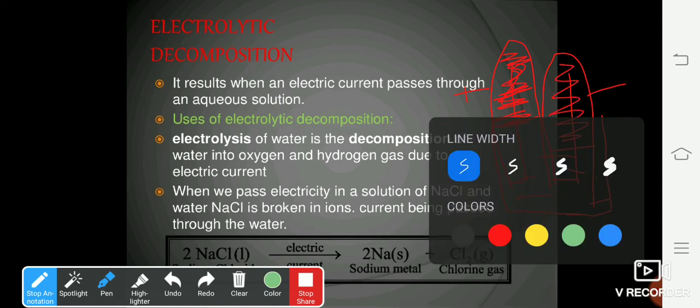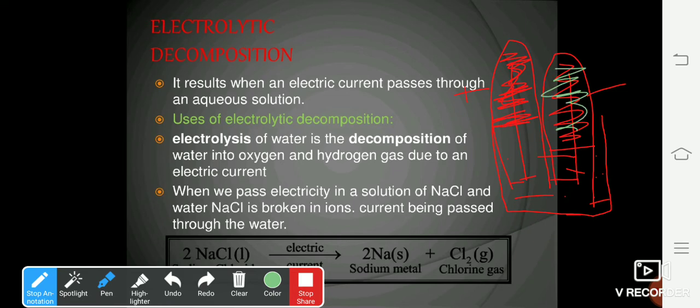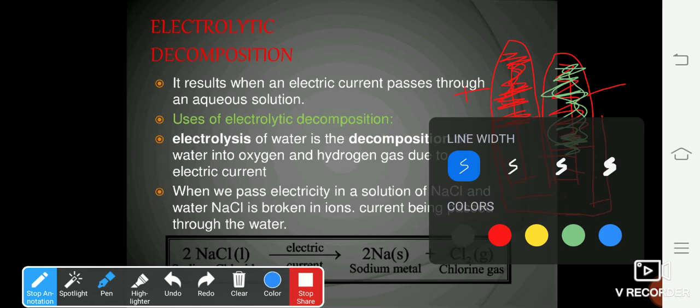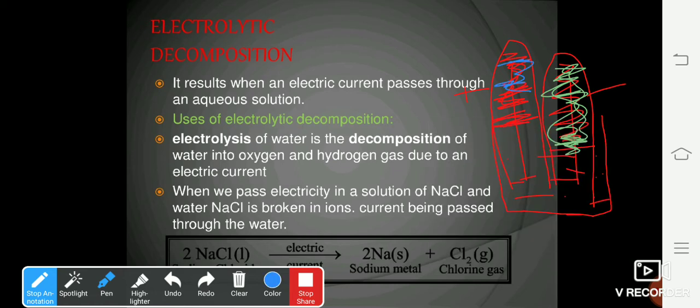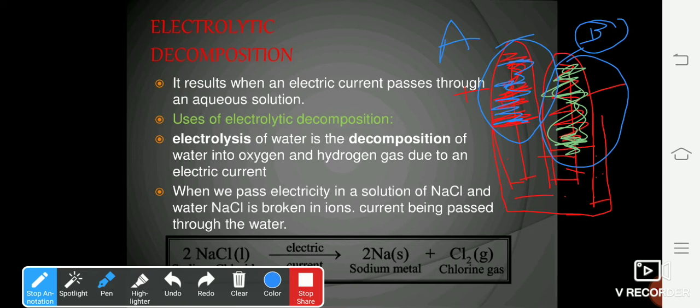Now let's say in the test tube which I have marked as green color, I have one gas in that, and the test tube which I have marked with blue color is the other gas. Now you can see in one test tube the gas collected is twice that of the other one. Like in this test tube, the amount of gas collected is twice that of this test tube. Let's say A and B. In test tube B, the amount of gas collected is twice that of gas collected in test tube A. So which gas is there in test tube B? The gas is hydrogen. In test tube A, the gas is oxygen.